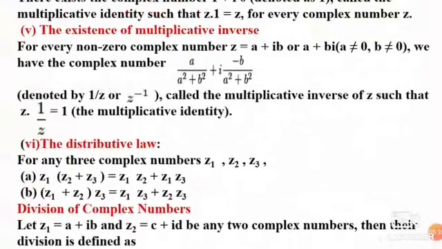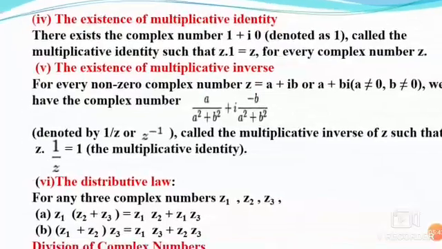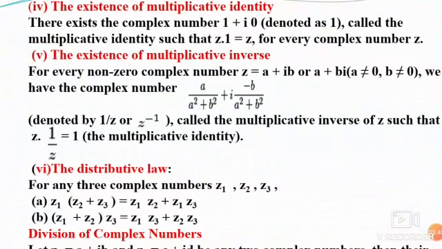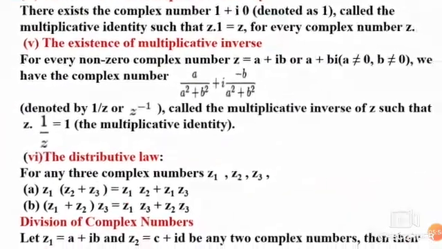Next, the existence of multiplicative identity. There exists a complex number 1 plus i0, denoted by 1, called the multiplicative identity, such that z into 1 equals z for every complex number z. Now what is existence of multiplicative inverse?